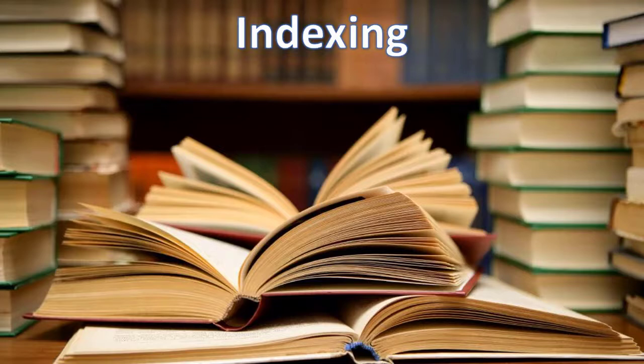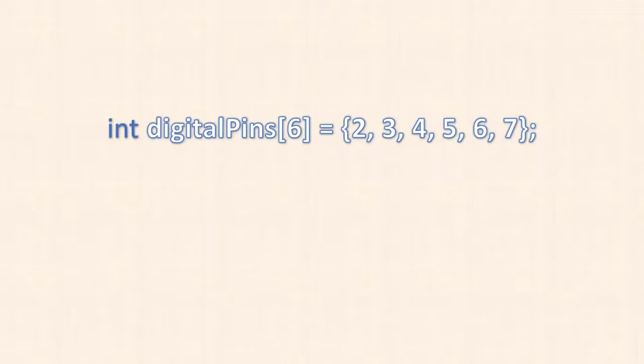Let's take a look at an actual array to see what this is all about. We'll start with a simple Arduino specific example. Let's say we want to light 6 LEDs. We could connect them to pins 2 through 7, then declare and initialize an array as shown here.